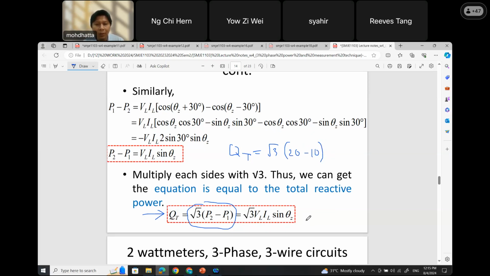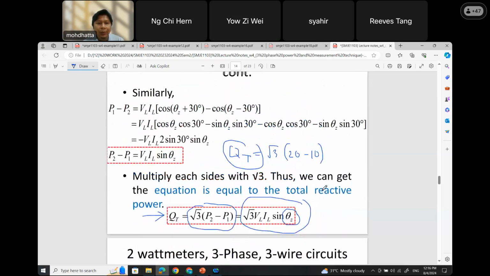And also, if you look before this, when we learned about three-phase reactive power, the Q total can also be written as this equation. You must also know that Q total is defined as 3 times P2 minus P1, and is equal to 3 V line I line sine theta Z. Again, theta Z is very important.